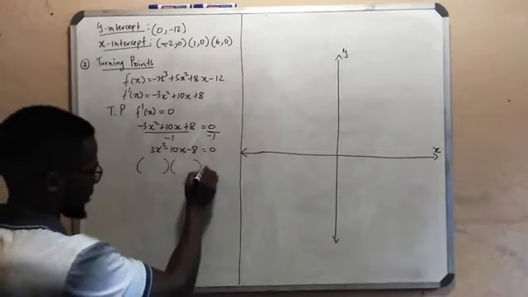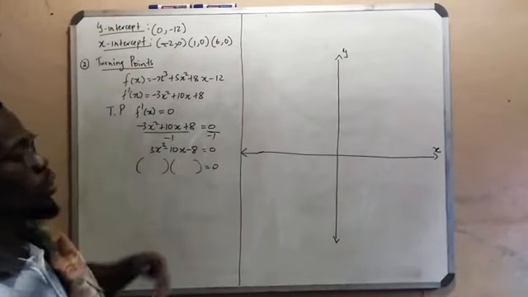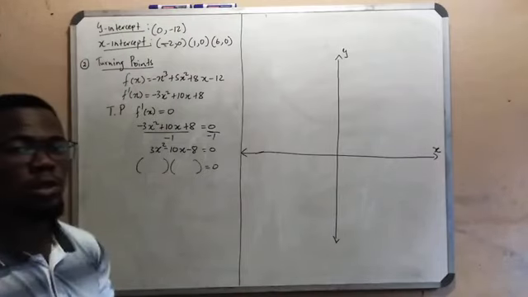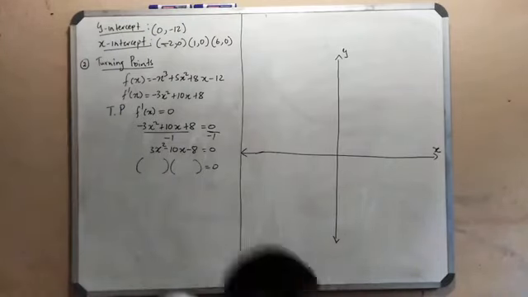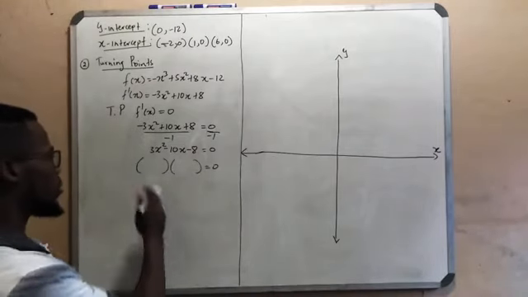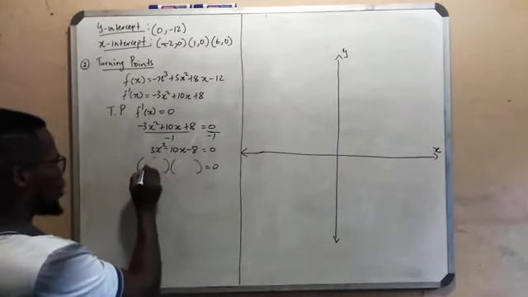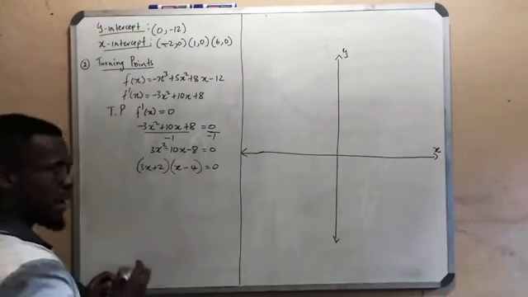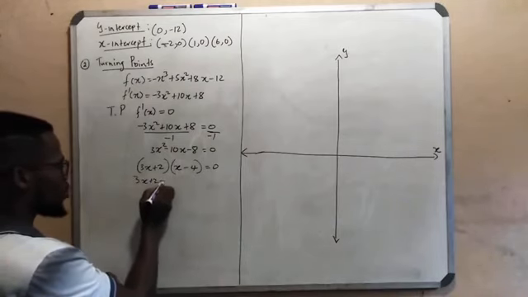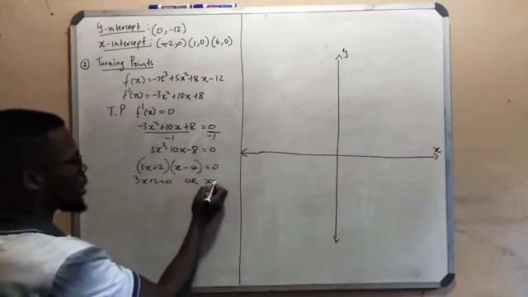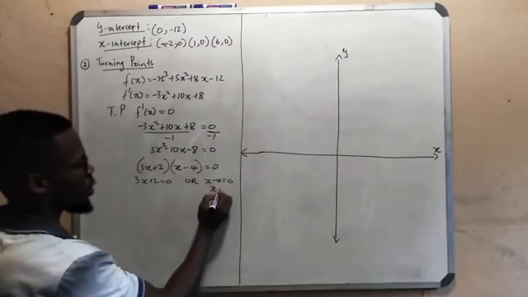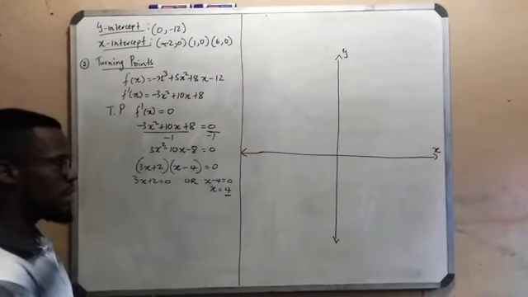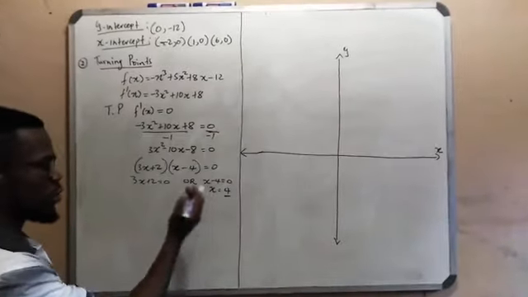Then we solve for x. If you don't know how to factorize, remember you can use the quadratic formula to solve for x in this question. So we're going to have (3x + 2)(x - 4). So we have 3x + 2 = 0, or x - 4 = 0. So x = 4. This positive 4 is the x value of the turning point.